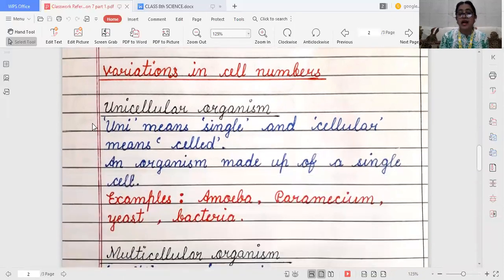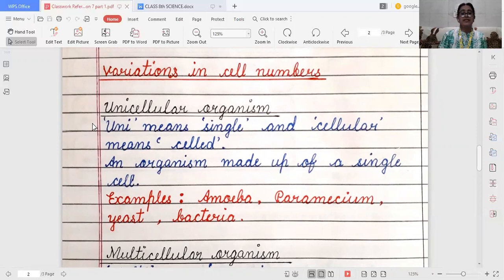At the starting also I told you, there are two types of organisms. One are organisms which are made up of only one or single cell. They are known as unicellular organisms. Uni means single and cellular means cell. So an organism which is made up of a single cell is known as unicellular organism.